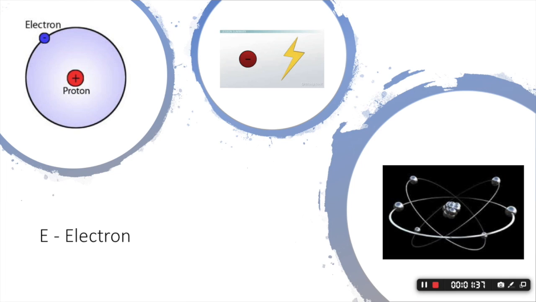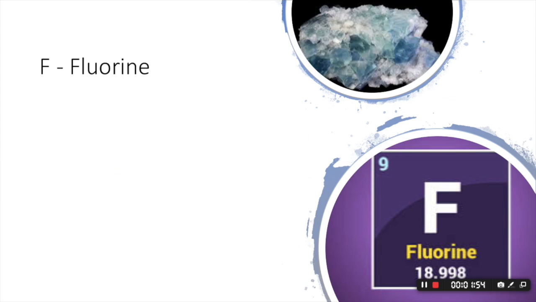E is for electron. The electron is very important in chemistry. It is a negatively charged particle in an atom that orbits the nucleus. It is equal to the number of protons, unless it is an ion. Electrons are what gives a lot of atoms their properties. Based on the number of outer shell electrons, an atom is able to create chemical bonds with other atoms.